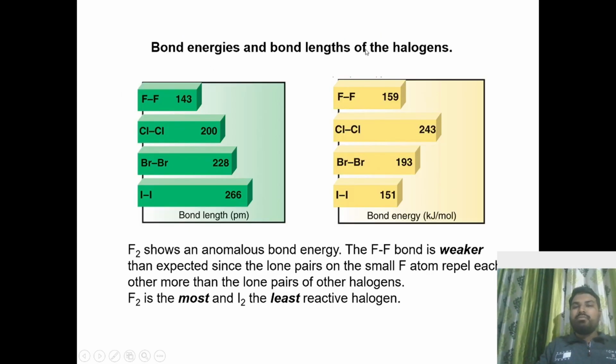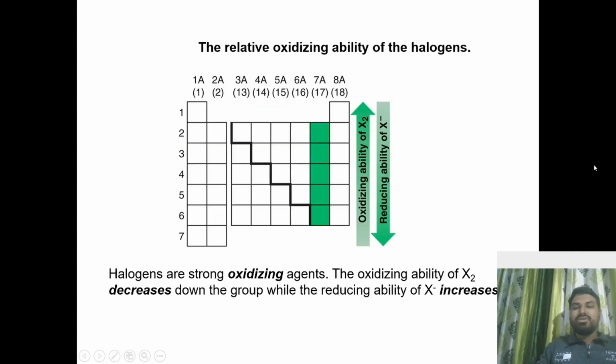The bond energies and bond lengths of the halogens. These are the bond lengths, and these are the bond energies of halogens. The F-F bond is weaker than expected. F2 is the most and I2 is the least reactive halogen.